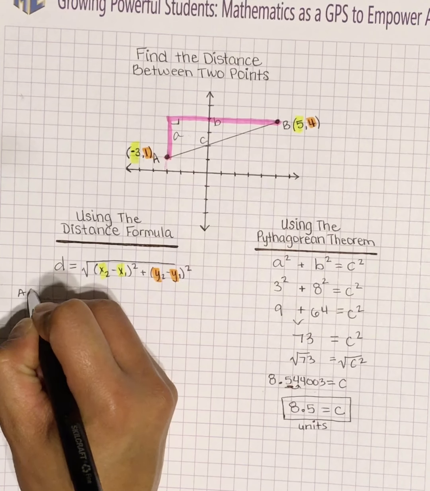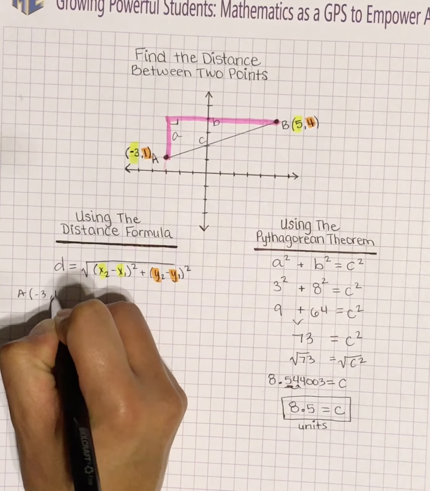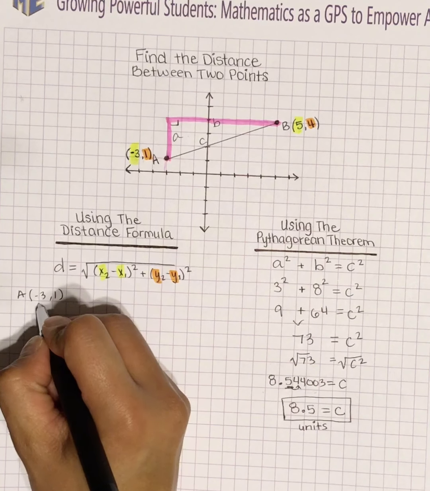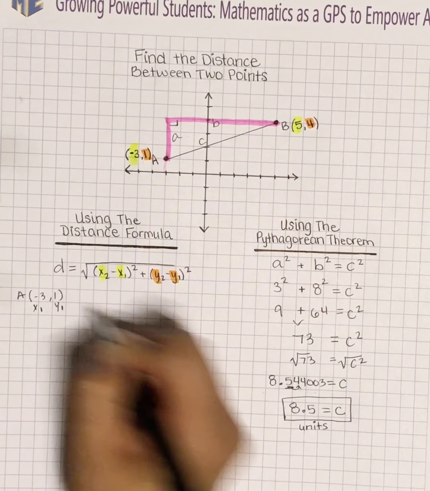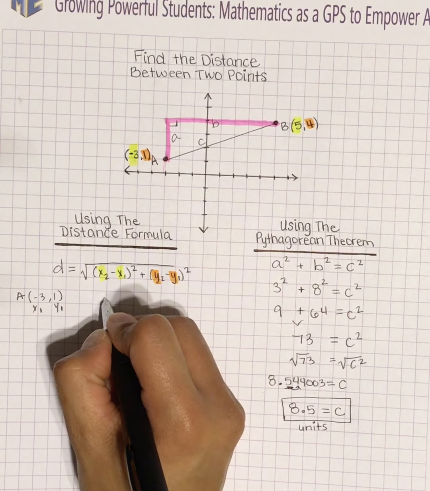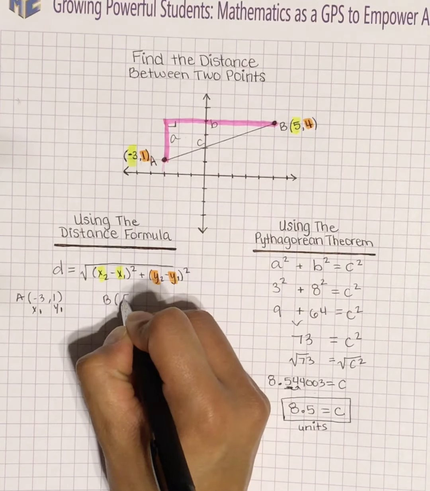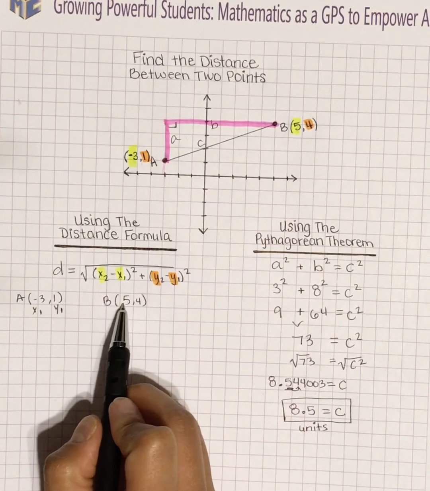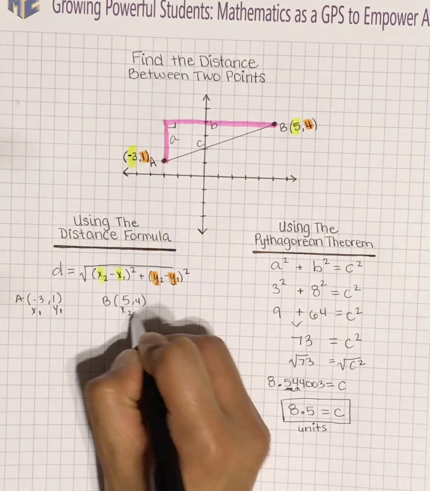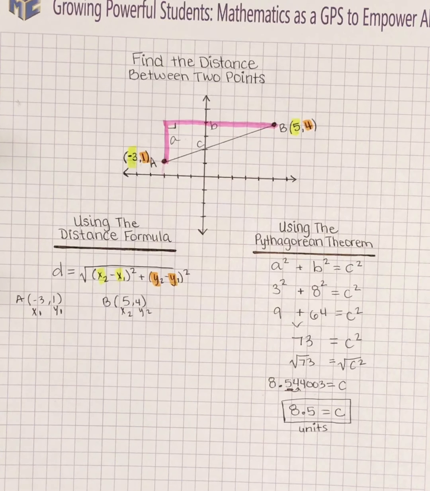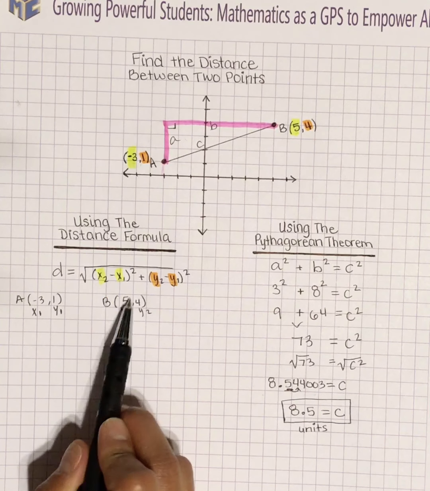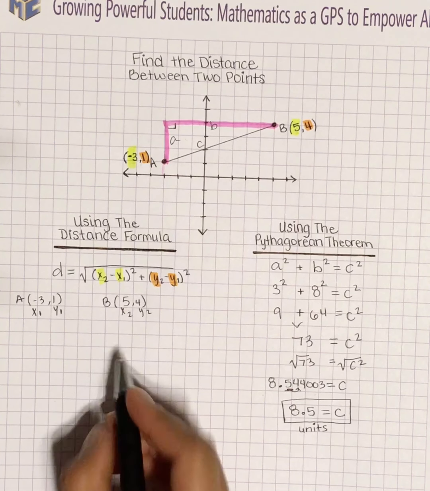So A was -3, 1. You can go ahead and label that and say, hey, that's x1 and that's y1. And then you can do the same thing for B. B was 5, 4, so this is going to be x2 and y2. So it's just labeling them. That way you don't get mixed up. So now I can just plug those in there and work those out.